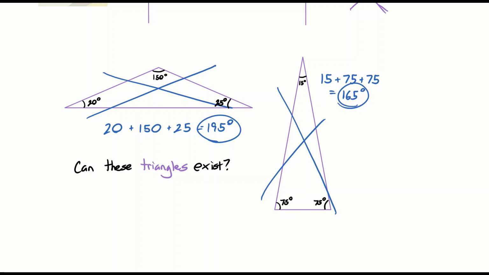You simply add them up. If they do equal 180 degrees exactly, okay, they exist. If they don't equal 180 exactly, well, then they don't. Whether that's too high or too low doesn't matter. It has to be exactly 180 degrees. Exactly 180 degrees.